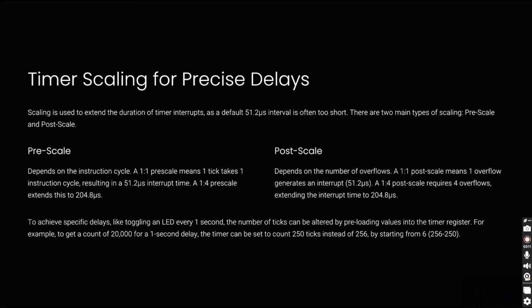Prescalers and postscalers adjust how fast or how often the timer works. A prescaler slows down the timer. A postscaler changes how often an overflow triggers an interrupt. This helps create longer delays, like 1 second, from a fast clock signal.